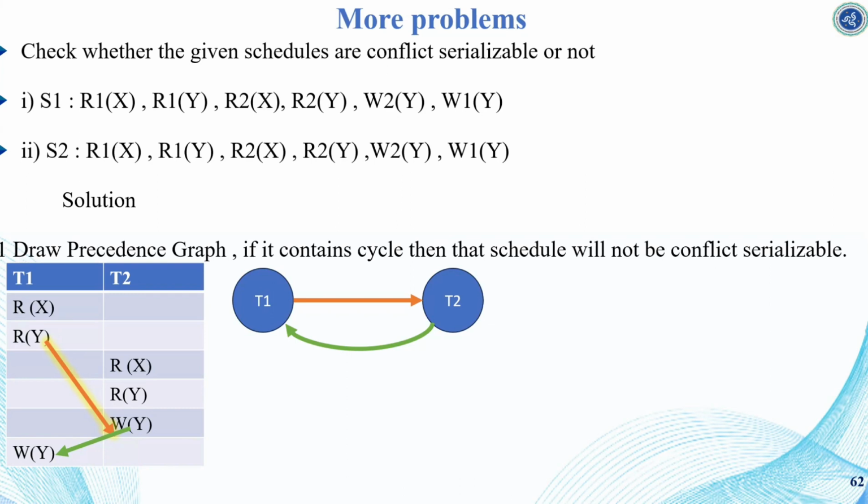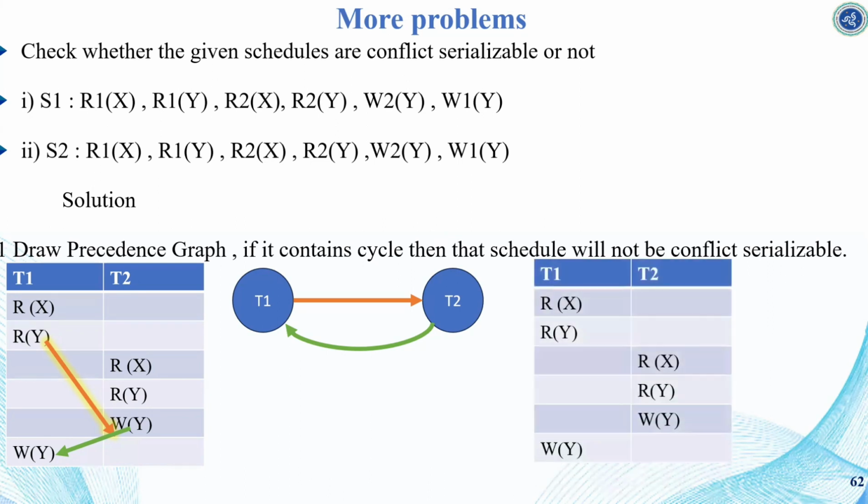So therefore, as we can see, there is a cycle, right? So when a cycle is formed, then it is not conflict serializable. So next we can see the second schedule. So is there any conflict? Whether we can see any conflict here?